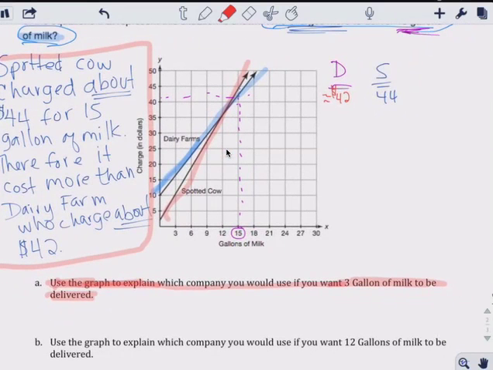If you want 3 gallons of milk delivered to you, on the table right now I want you to explain. Explain what? All of you, use the graph to explain which company you would use if you want 3 gallons of milk to be delivered. Okay? Individually, by yourself. When you're done, raise your hand.